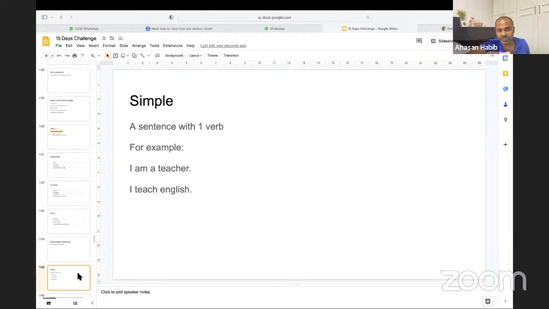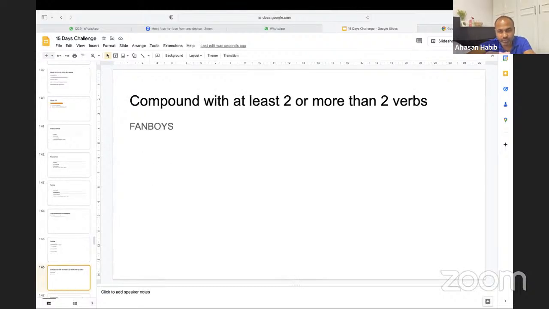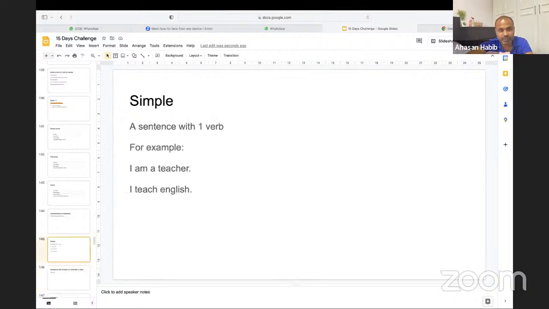Simple sentence means a sentence with one verb. One verb equals simple sentence. Whenever we see only one verb in a sentence, we will take it as a simple sentence. If you understand, please type in the chat box: a verb equals simple sentence, or simple sentence equals a verb. Okay, thank you for responding.